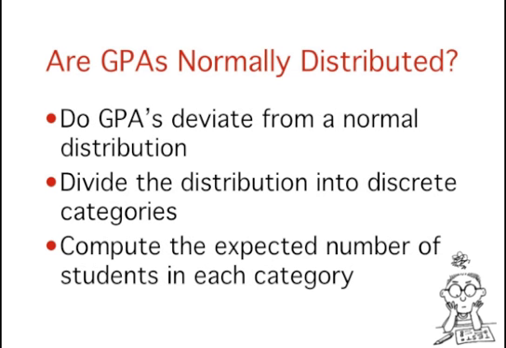A common use of the chi-square distribution is to test whether a distribution deviates from normality. In this example, we test whether the variable university GPA in the SAT and college GPA case study deviates significantly from normal. The first step is to divide the distribution of GPAs into discrete categories. Then, the number that will be expected in each category is computed, assuming the distribution is normal. Chi-square is then computed based on the differences between the expected and the observed frequencies.